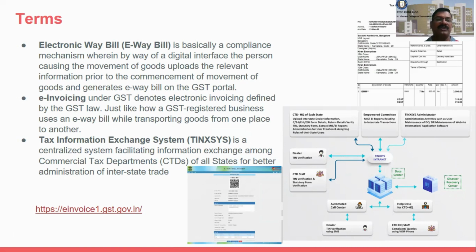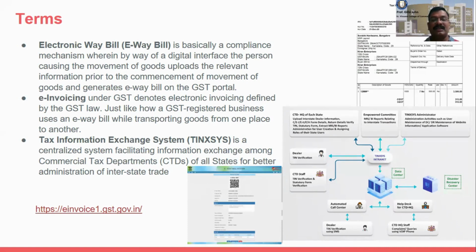Now, e-invoicing under GST denotes electronic invoicing as defined by the GST law. Just like how an e-way bill is used by businesses while transporting goods from one place to another, it is not just the bill or invoice generated by the party, but it is also generated with a QR code, as mentioned here, which can be scanned to find out from where it is moving, what it is moving.